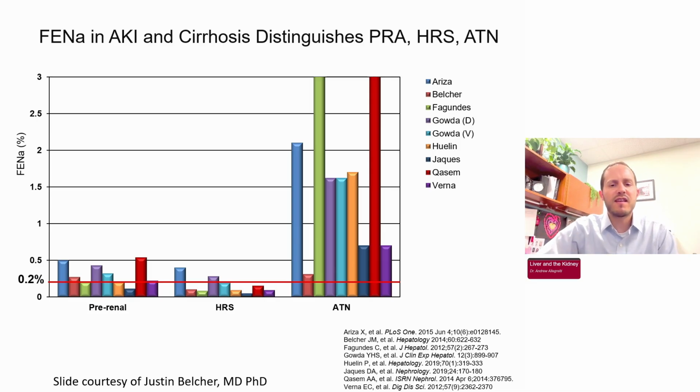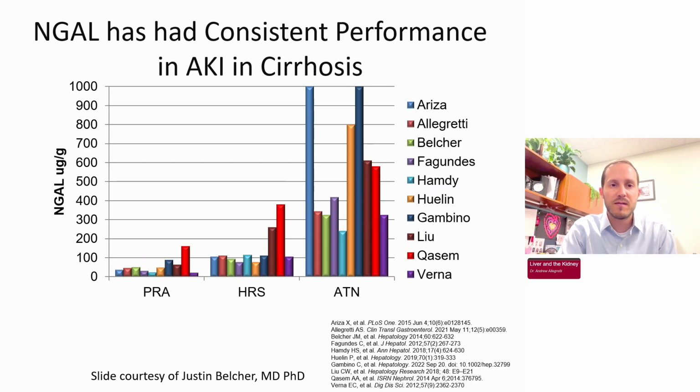The challenge is that many labs only have a urine sodium that goes down to 20, and that might not be low enough to distinguish between them all. But in any case, I send a FeNa or a urine sodium on every patient I see with AKI and cirrhosis, and I encourage you to do the same because I do think it's a valuable piece of information.